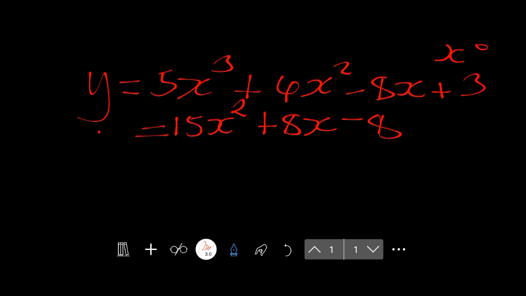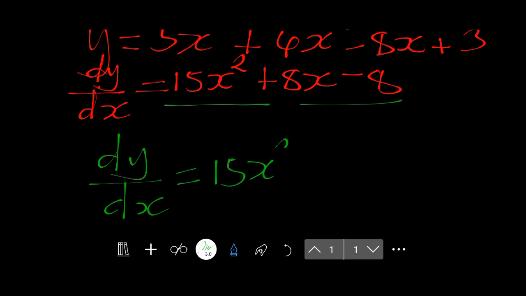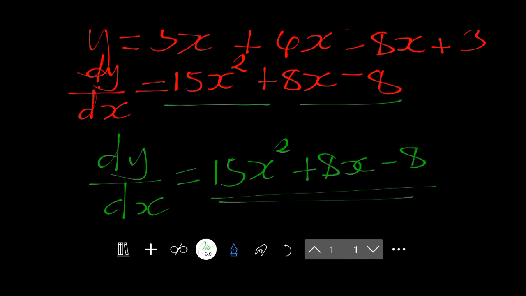So in differentiation, we can say dy dx is equal to that. So this is how we use times and take. Therefore, the answer is dy dx is equal to 15x to the power 2 plus 8x minus 8. So this is the answer.